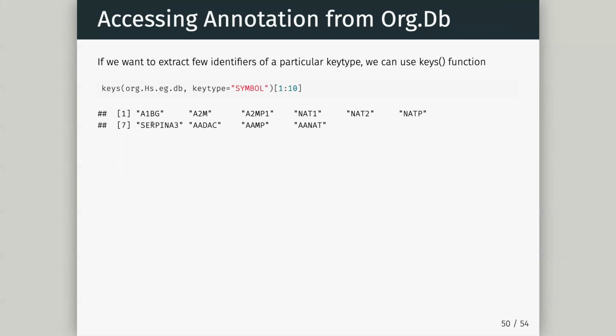And if we do keys on a database, and here we say we want key type symbol, it's just going to give us alphabetically here, I think, or maybe not. I think this is ordered by the Entrez ID number. It's going to give us all the symbols available within this database. So sometimes it's useful just to get all these symbols, which I can get. Here I'm just showing the first 10.